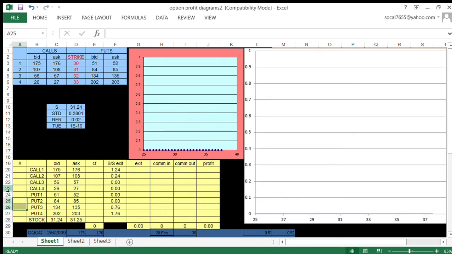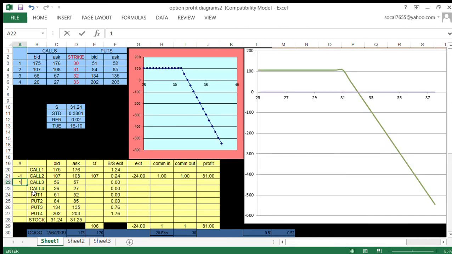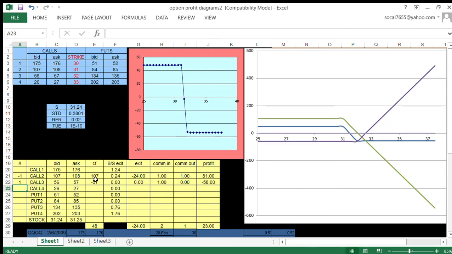Okay, so I'll start with calls. Let's go short call 2, one contract, and long call 3, one contract. And there's the net total profit diagram. You can look over here to understand why it is what it is. But this is the call bear spread. We make money at lower prices. We lose money at higher prices. What prices? Stock prices at expiration, the value on this horizontal axis.